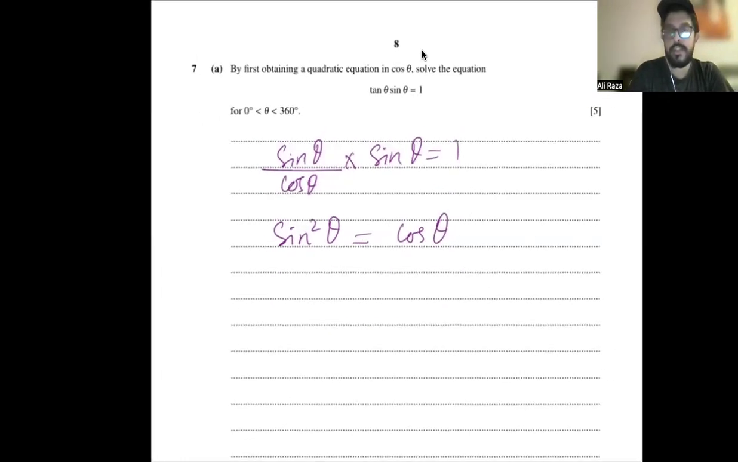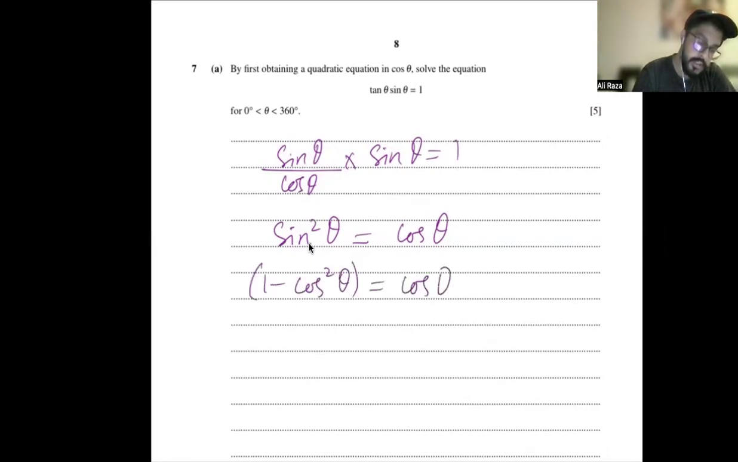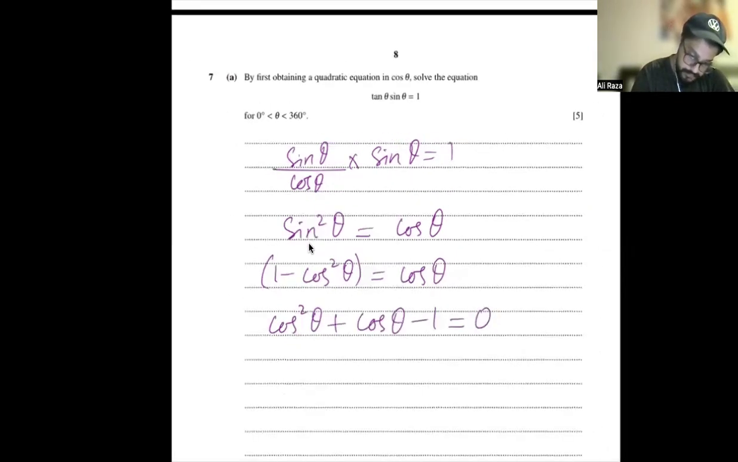Now, since we need the whole equation in terms of cos theta, I'll apply the identity over here for sin square theta, which would be 1 minus cos square theta is equal to cos theta. Now, bringing all the terms on one side, I'll have cos square theta plus cos theta minus 1 is equal to 0.